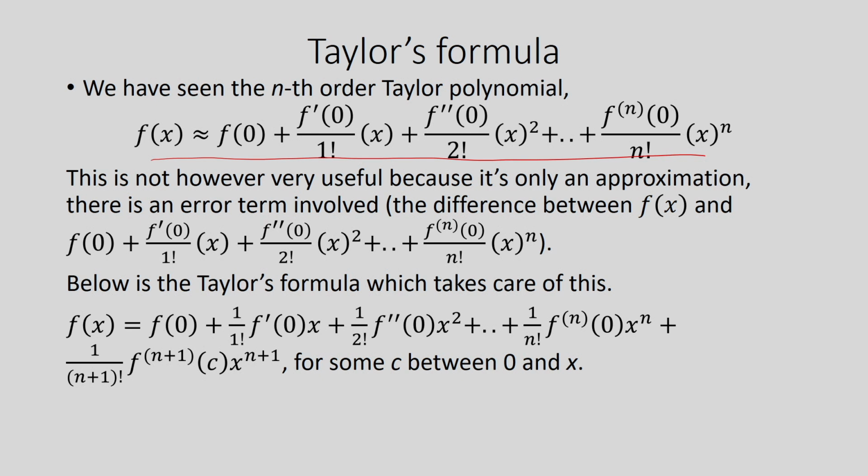However, this expression is not very useful because it is only an approximation. There is an error term involved, which is the difference between f x and the term on the right hand side, because it is not equal to, it is approximately equal to. So, there is a gap, and that gap is called the error. The Taylor formula actually takes care of this error. So, here we write this up till this, but then there is an error term, and this is the error term.